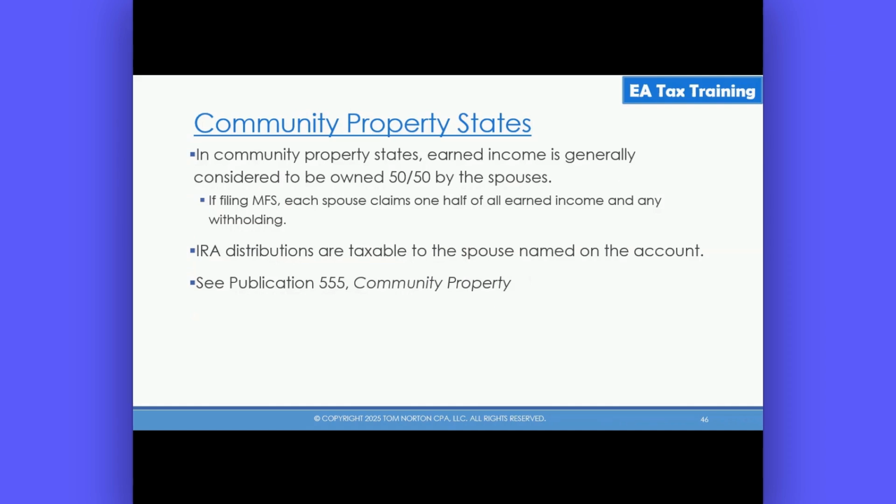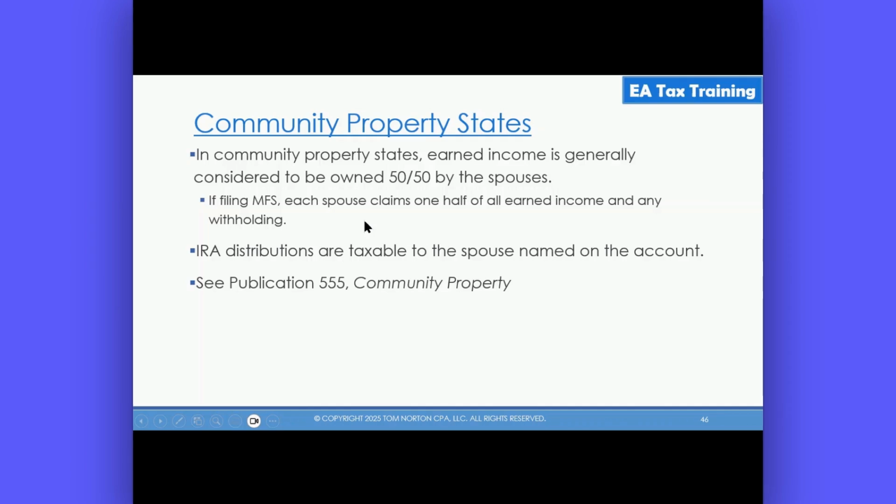Community property states. So you will want to know for the exam, there are certain states that are community property states. And if they are, then any earned income is generally going to be considered owned 50-50 by the spouses. So if they are married filing separately, each spouse will claim 1/2 of all the earned income and all of the withholding. So you would add both spouses together.